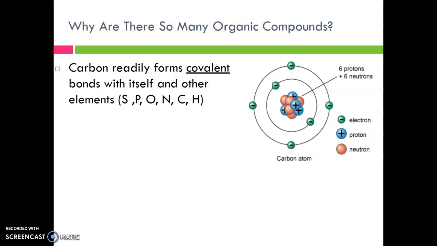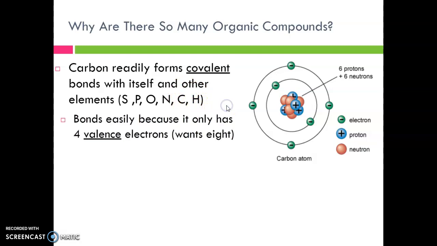One of the ways is that it readily forms covalent bonds with itself and other elements. So remember, covalent bonds are sharing electrons in these kinds of bonds. You might want to make a note to remind yourself that covalent means they're sharing electrons. So it'll bond with things like sulfur and phosphorus and oxygen, nitrogen, carbon itself, hydrogen. It can bond with a lot of stuff.